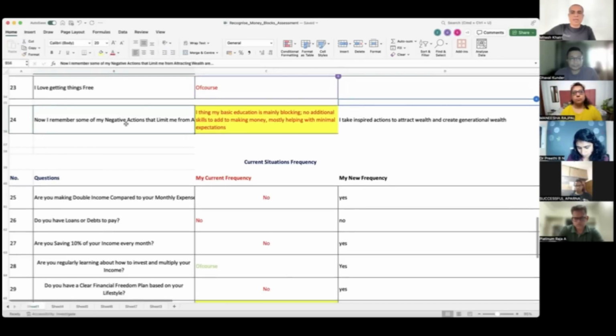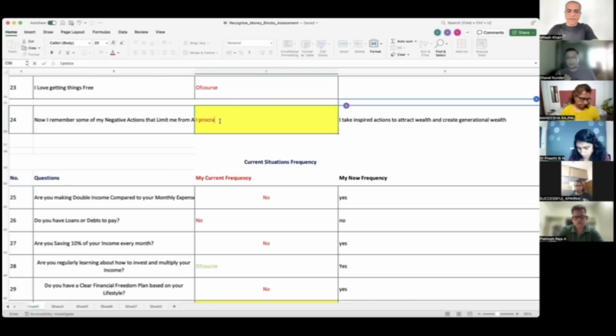Now I remember some of my negative actions that limit me from attracting money. Are there any other actions that you're realizing? It can be actions you take, it can be actions you don't take. Some of the actions: number one, I definitely procrastinate. We've written that down already. Two is I think blame. I keep blaming my past, my parents. So I'm blaming a lot.